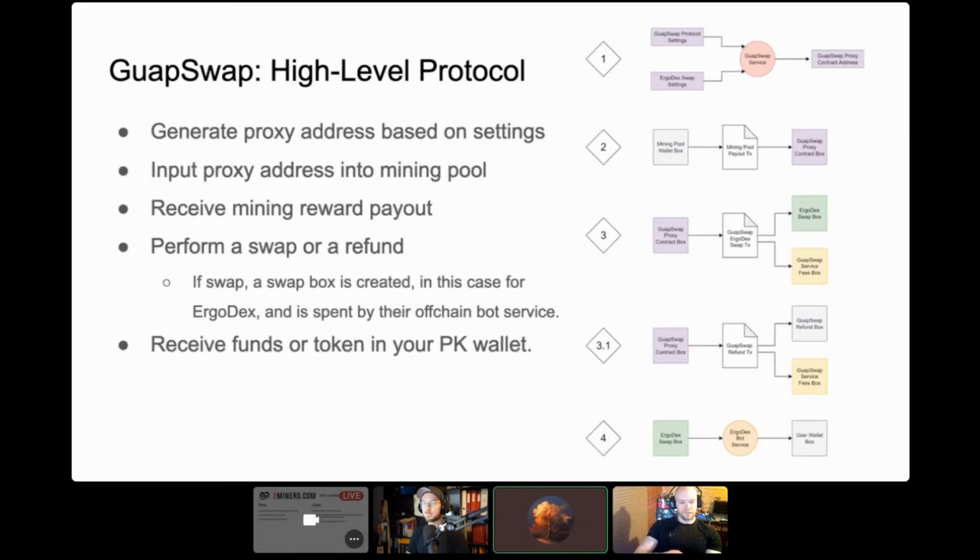Okay, so I'm going to talk about the more technical aspects of GuapSwap and how it works on the back end. Here we show just a high-level protocol of what's happening when you use the service. If you were to go to our GitHub and install the latest release, as a miner, this is what you have to do.